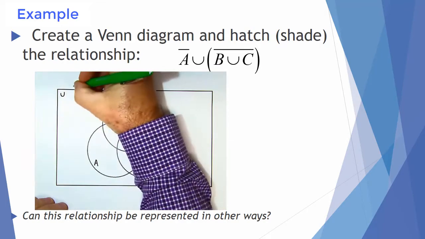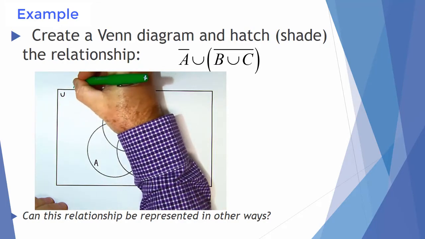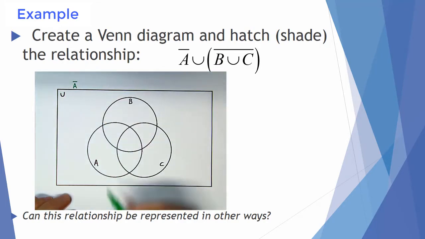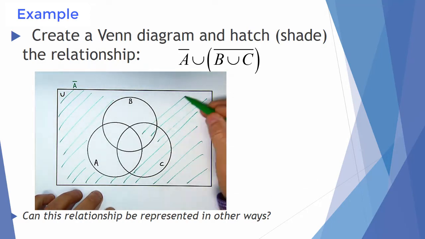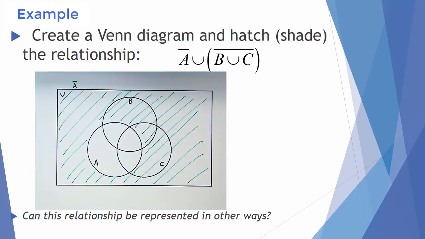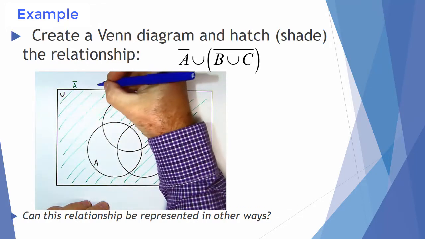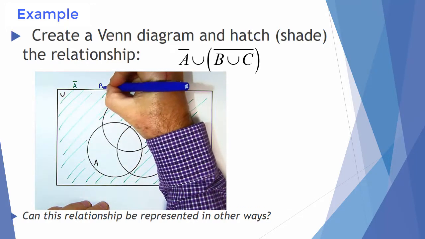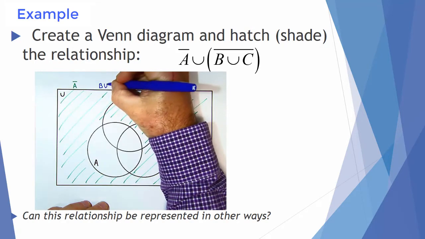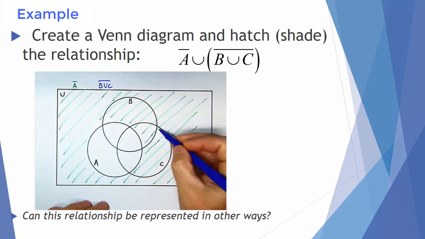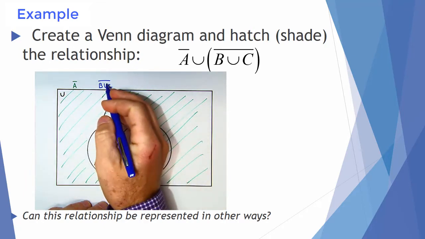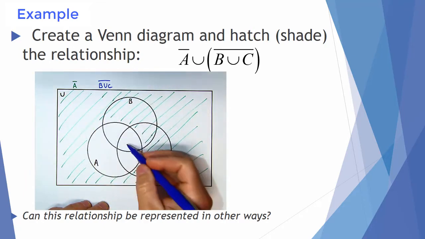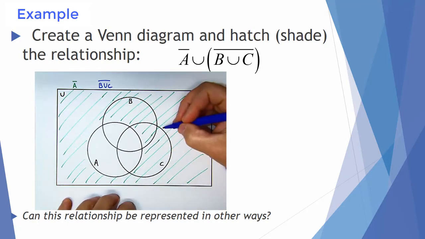Okay, so let's start with the complement of A. I'm going to shade the complement of A with green. Everything outside of A will be in green. Now, what we have in parentheses is the complement of B union C. So B union C would be everything in B and C together, but the complement of that will be everything outside of B union C. So I'm going to shade that in blue.